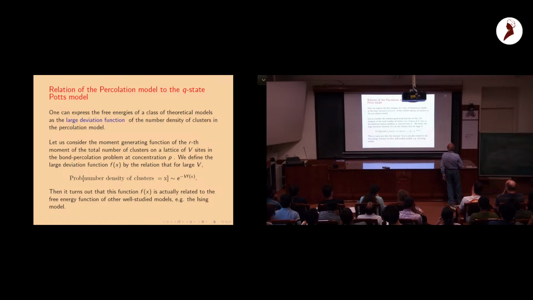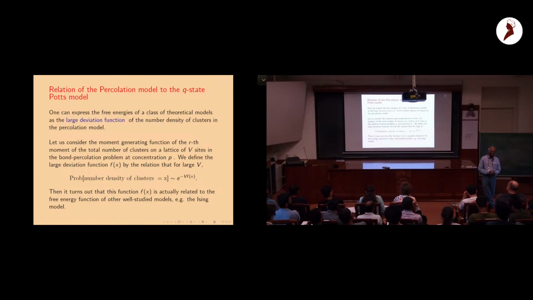Okay, so now the relation of the percolation model to the Q state Potts model. One can express the free energy of classical theoretical models, like the Ising model or some other model, Baxter model or something or the other, as a large deviation function of the number density of clusters in the percolation model. So in the percolation model, there is a lattice and there is a P and there is a number of clusters corresponding to P. There is a typical value and there will be fluctuations around this.